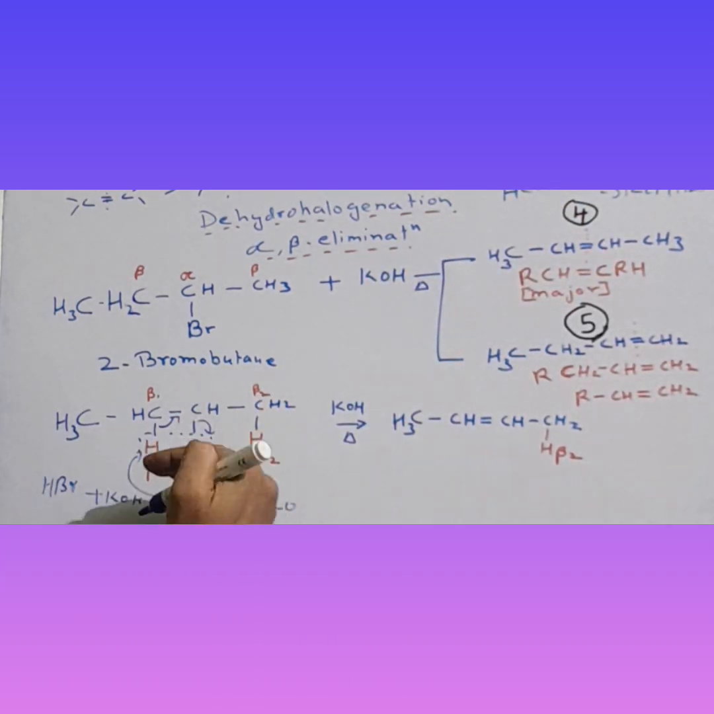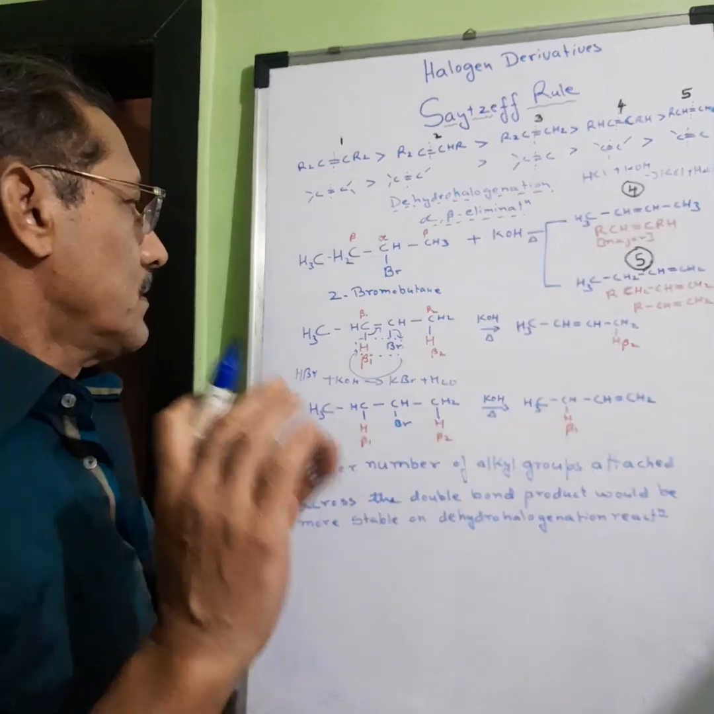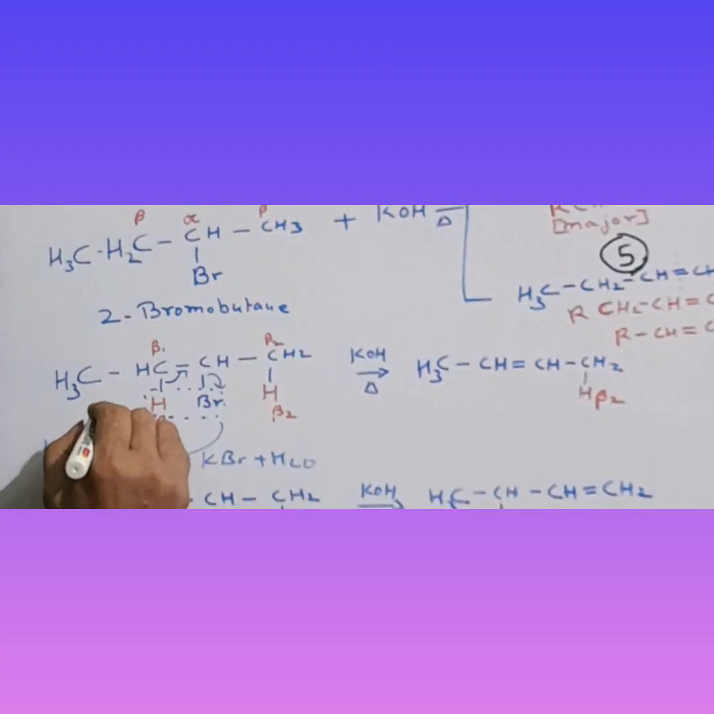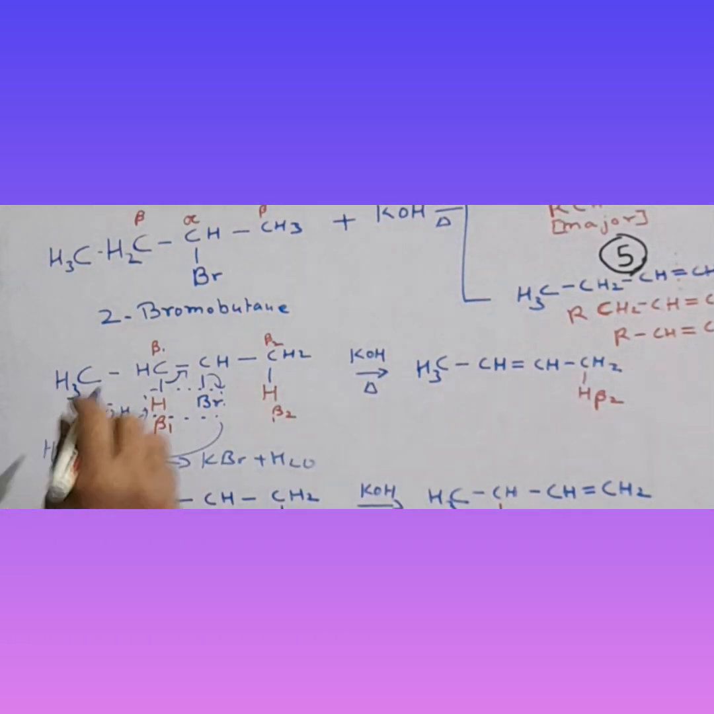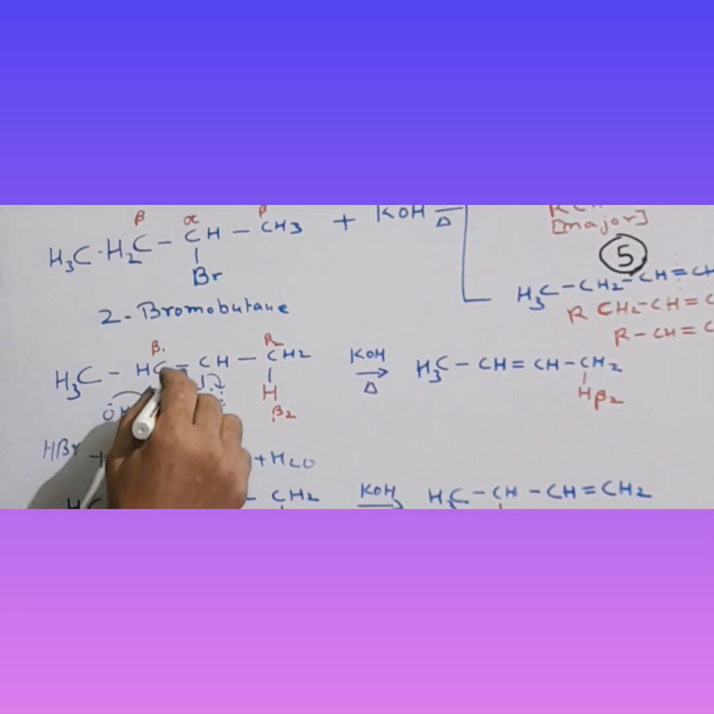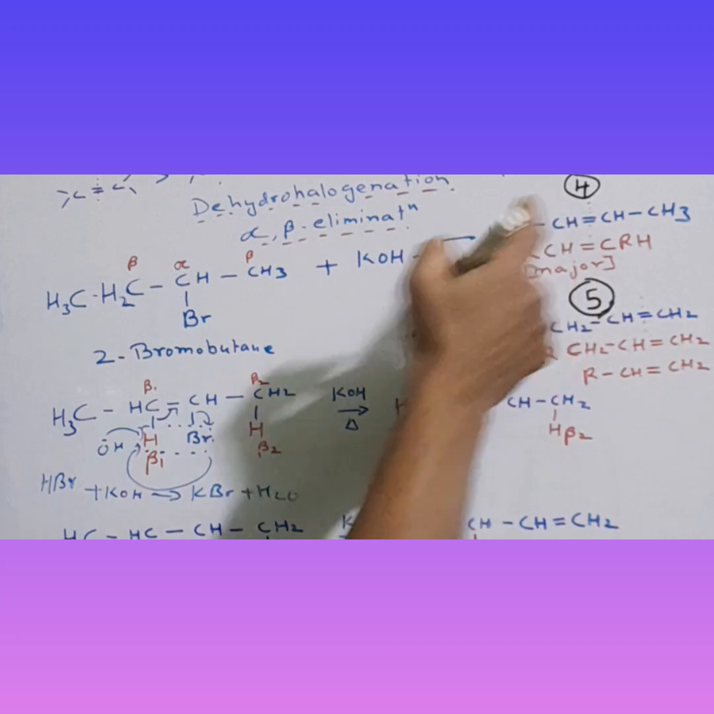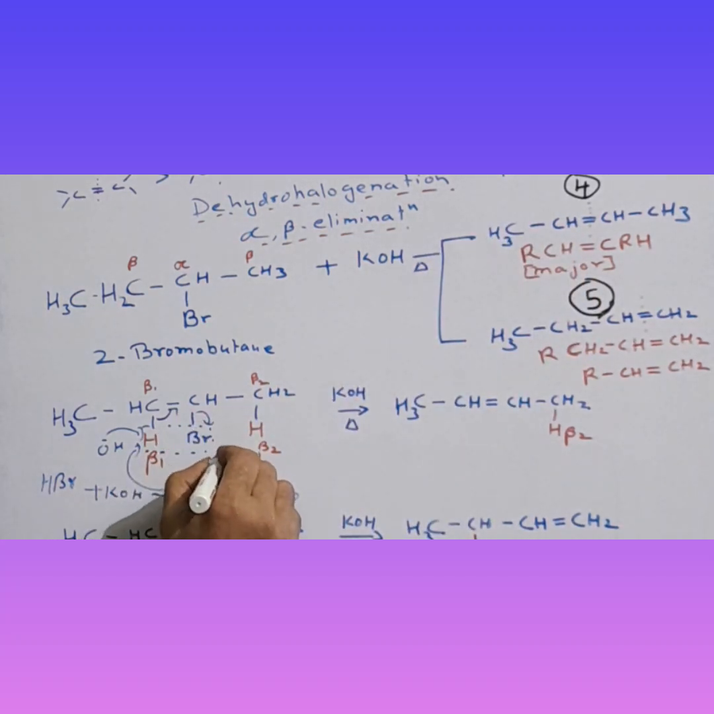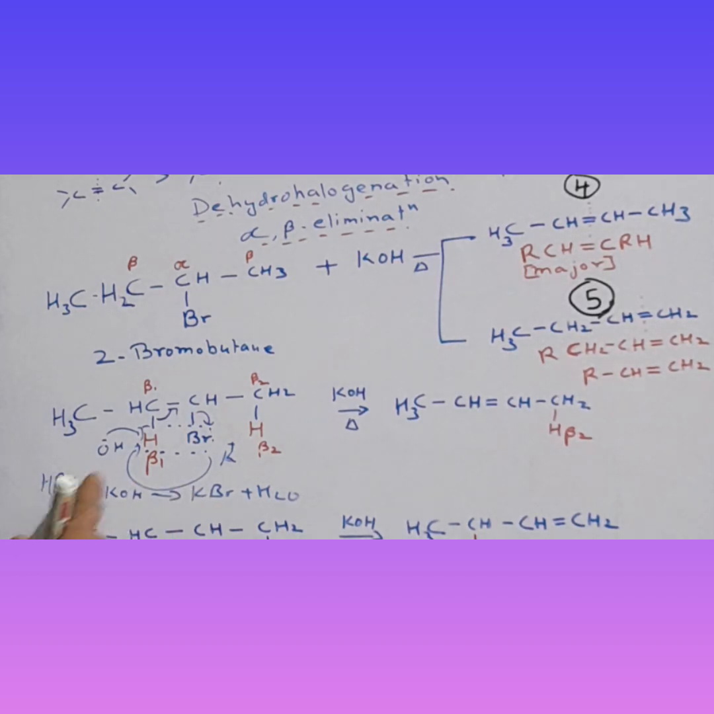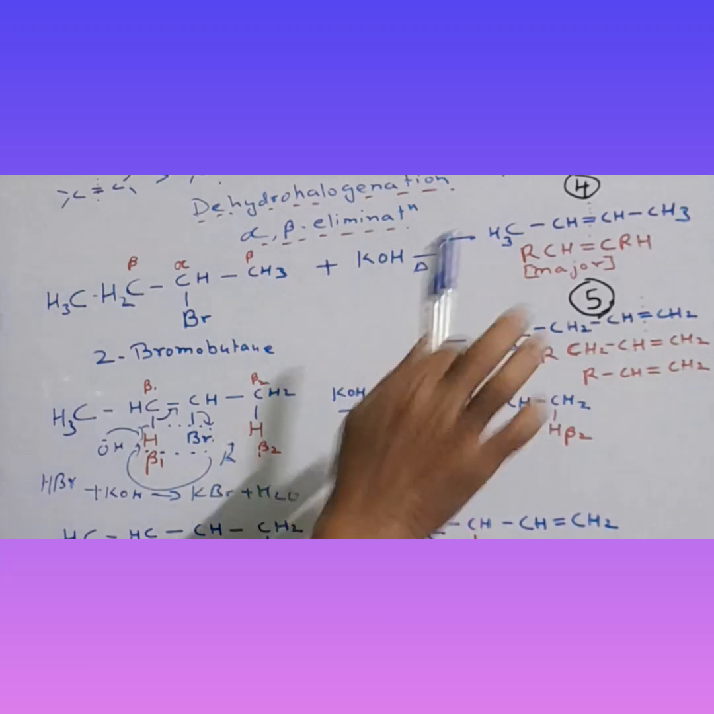It happens from the beta 1 side. To be more specific, it is the OH of KOH which is involved in this reaction. So OH minus does a nucleophilic attack on this H, and this bond falls back, forming the double bond. Br minus is with this K plus, forming KBr. So H2O is formed this way, KBr is formed this way. Basically what we are concerned with is the generation of this double bond. So this is how this molecule is being generated.